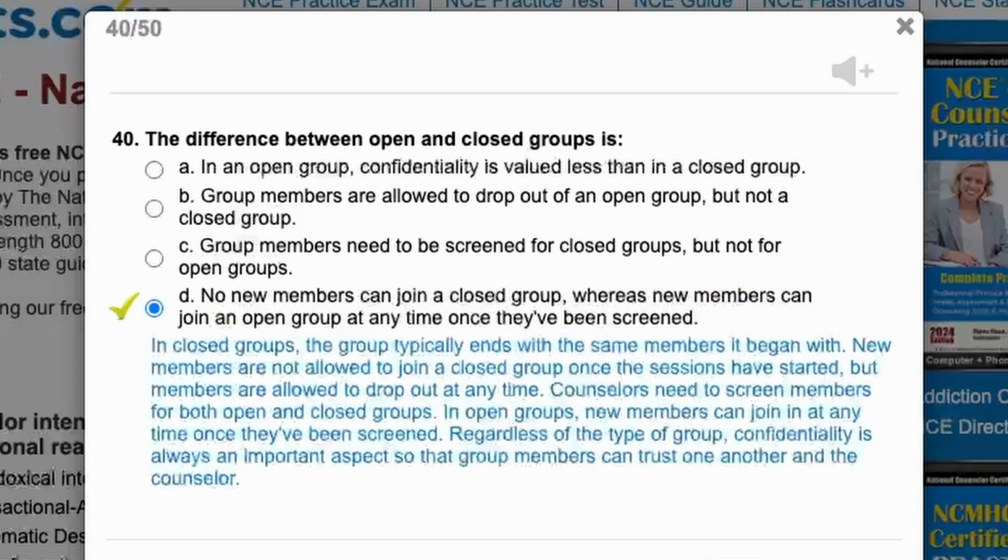D. In closed groups, the group typically ends with the same members it began with. New members are not allowed to join a closed group once the sessions have started, but members are allowed to drop out at any time. Counselors need to screen members for both open and closed groups. In open groups, new members can join in at any time once they've been screened. Regardless of the type of group, confidentiality is always an important aspect, so that group members can trust one another and the counselor.